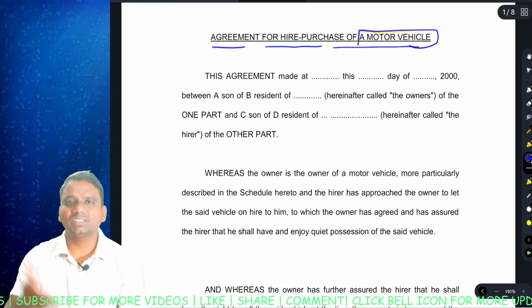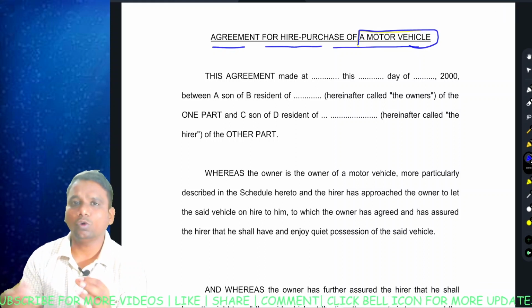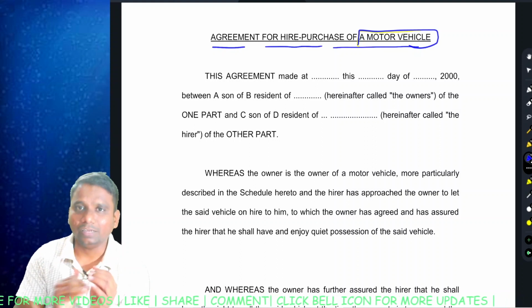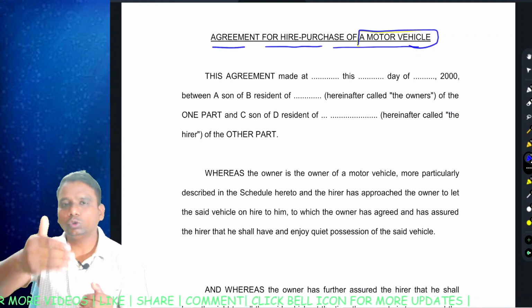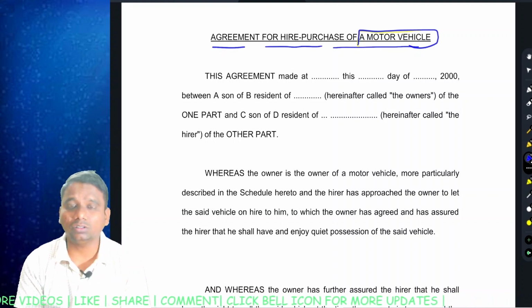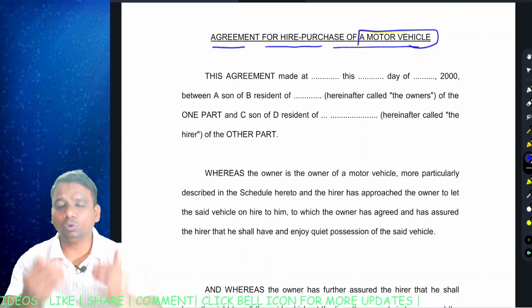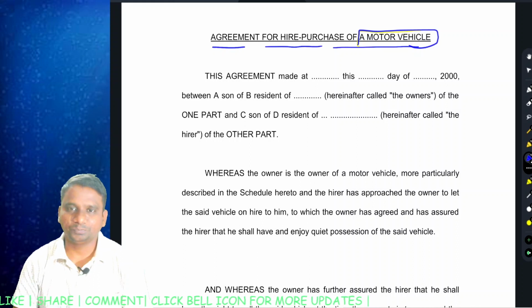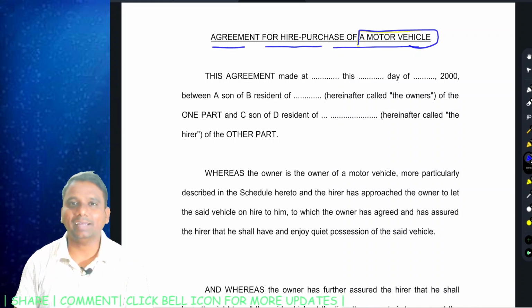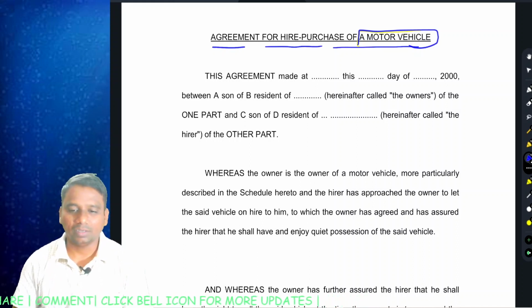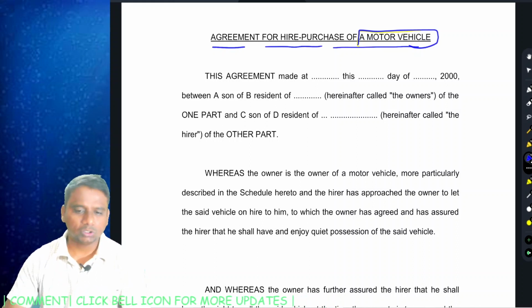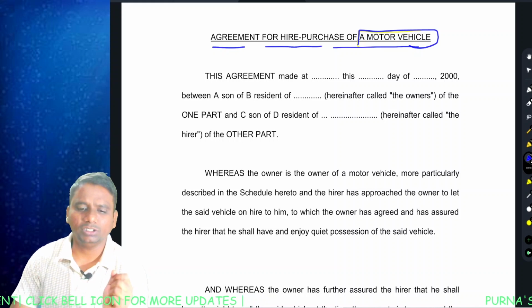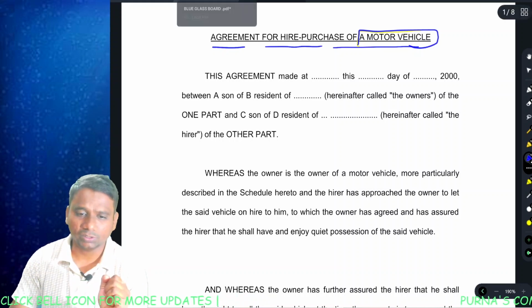Next time whenever you are buying a two-wheeler or four-wheeler by taking a loan, just go through the documents. Before signing the documents, go through what the terms and conditions are. There you can find the words hire purchase agreement. In Google you can search and find sample formats of these hire purchase agreements. Okay, students, now come back.